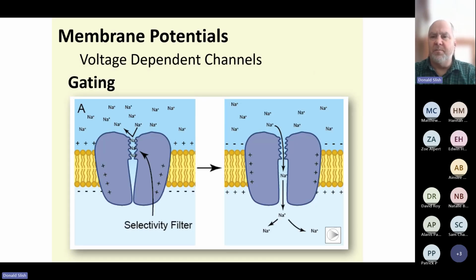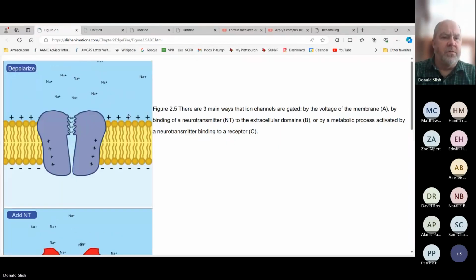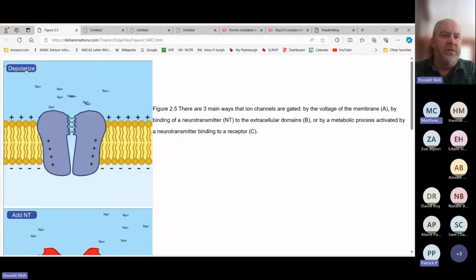Channel function now, let me see if I can change my share. I've got an animation here of the different types of channels. Okay, so let's, okay, can you see my channels? Here's your voltage spin. Yes. Here's your voltage spin channel.